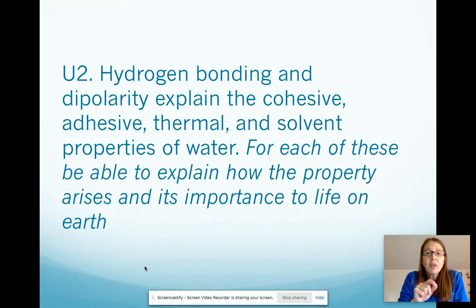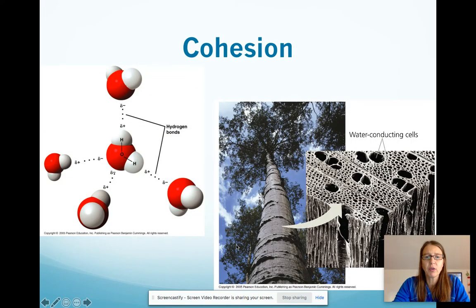So you need to be able to talk about what it is structurally about water that allows it to be cohesive and adhesive, but then also, why is that important to life on Earth? The same with thermal: what is it structurally about water that gives it these cool thermal properties, and why is that important to life on Earth? For each of these, we're going to talk about the structure, the chemical properties of water that allow that to happen, and the importance for life on Earth. Okay, so cohesion is the first one.